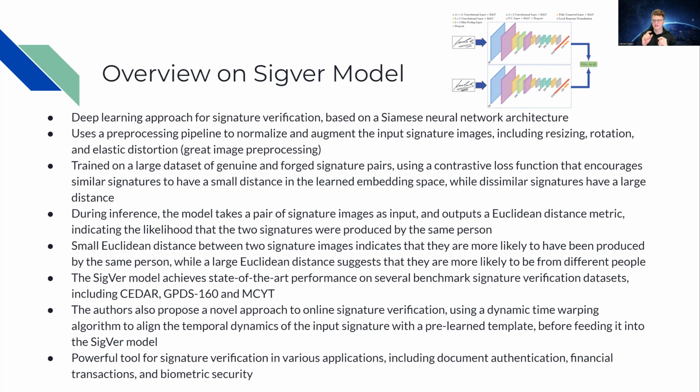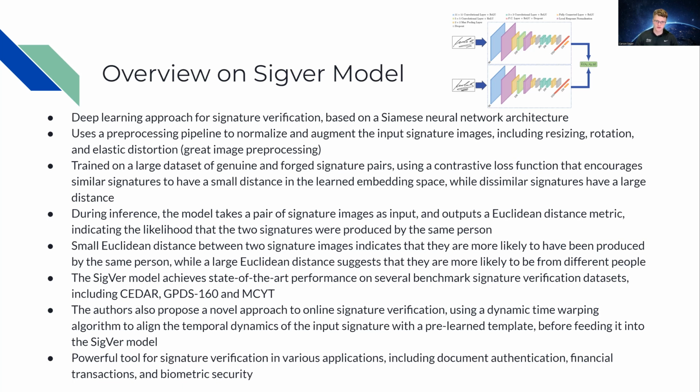A small Euclidean distance between two signature images indicates that they are more likely to have been produced by the same person, while a large Euclidean distance suggests that they are more likely to be from different people. The SigVer model achieves state-of-the-art performance on several benchmark signature verification datasets, including CEDAR, GPDS-160, and MCYT.